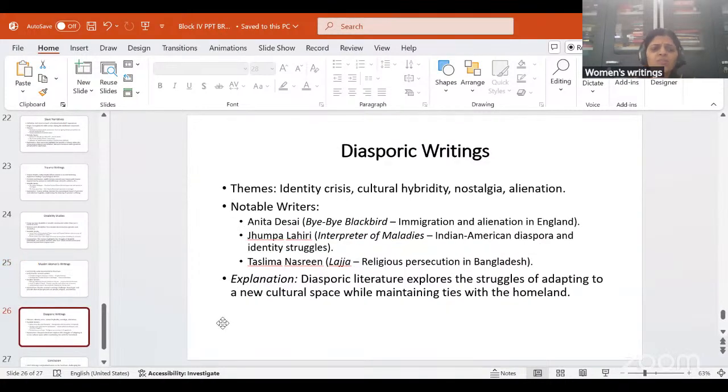So there are diasporic writings also when we look at. These themes talk about identity crisis, cultural hybridity, nostalgia, and alienation of people who try to go abroad and settle there. So we see Anita Desai writing Bye-Bye Blackbird. It is an immigration and alienation theme in England. Jhumpa Lahiri comes up with Interpreter of Maladies, about the Indian American diaspora, and she writes with identity struggles as her major themes. Taslima Nasreen writes Lajja with a religious persecution theme in Bangladesh. What exactly happened? The real accounts are discussed. And diasporic literature usually explores the struggles of adapting to a new cultural space while maintaining ties with the homeland.